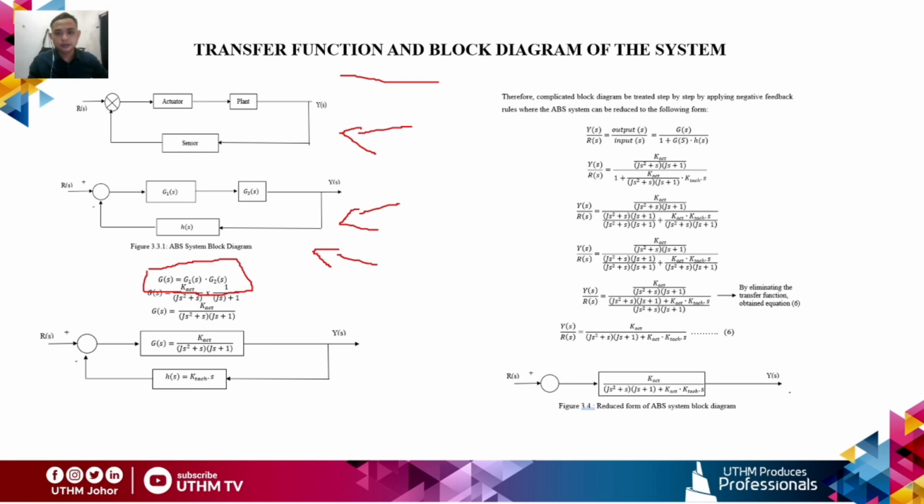So therefore, for a complicated block diagram, it can be treated step by step by applying the negative feedback rule, where the formula is G(s) over 1 plus G(s) times H(s). So we get the formula of the transfer function, which is K over Js plus s times (Js plus 1) plus KA times K' times s. And you can see here, this is the final transfer function of the block diagram reduced form of the ABS system.